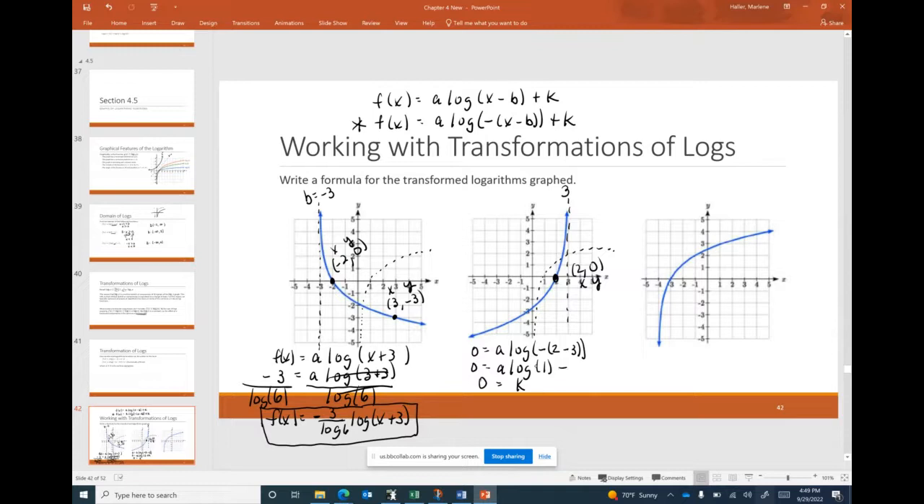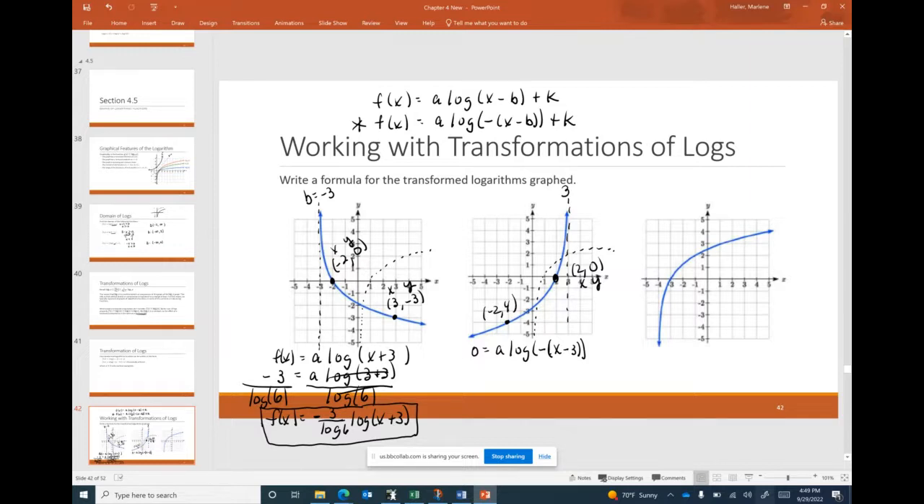Let's pick a second clear point and solve for a. All right, so let me just rewrite it. We have a times log of negative x minus 3, the k is 0. Now let's pick another clear point. Let's see, I think I like this one right here. It looks like it's most on the intersection of those grid lines. So the values there, the x is negative 2 and the y is 4.